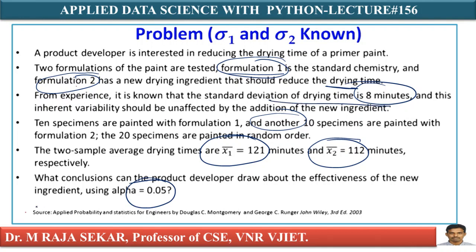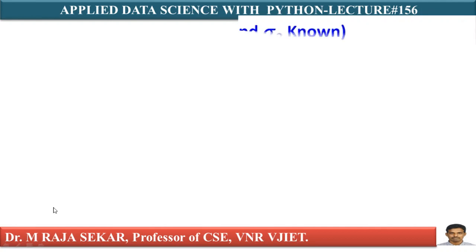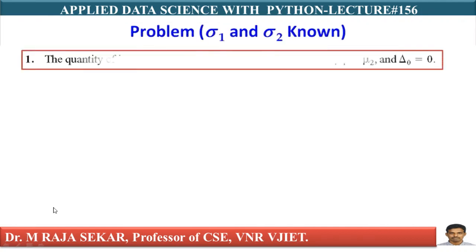Now we have the parameters. This problem we collected from the book Applied Probability and Statistics for Engineers by Douglas C. Montgomery. This is a famous textbook. One can learn and solve these problems from this book.